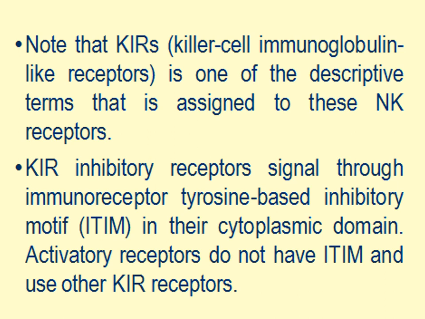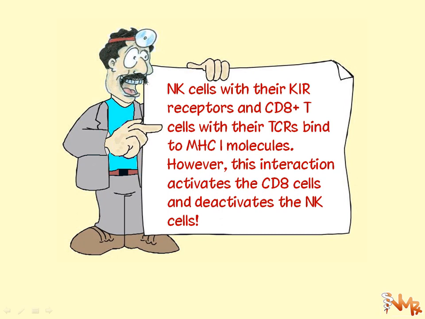Note that KIRs, or killer cell immunoglobulin-like receptors, is one of the descriptive terms that is assigned to these natural killer receptors. KIR inhibitory receptors signal through immunoreceptor tyrosine-based inhibitory motifs in their cytoplasmic domain. Activator receptors do not have ITIMs and use other types of KIR receptors. To summarize, natural killers with their KIR receptors and CD8 positive T cells with their TCR receptors bind to MHC1 molecule. However, this interaction activates the CD8 cells, whereas it deactivates the natural killer cells.